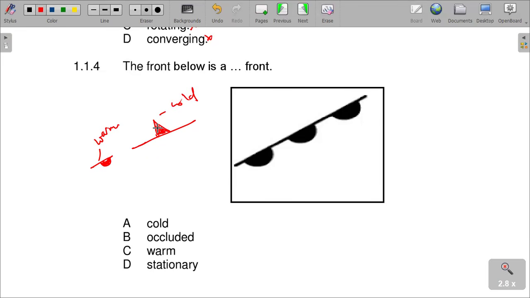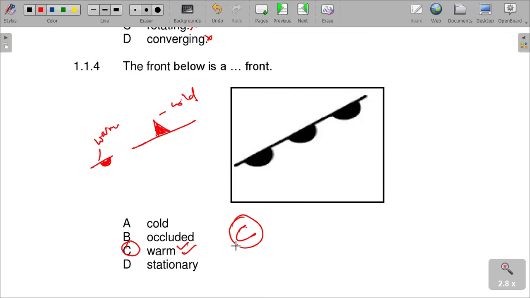So what we are saying is that the front below is a warm front, which is letter C on question number 4. Letter C is the correct answer. It is a warm front, which is shown in this case.